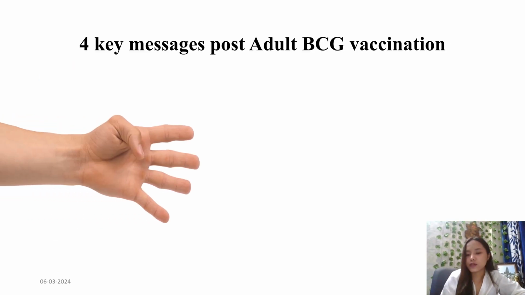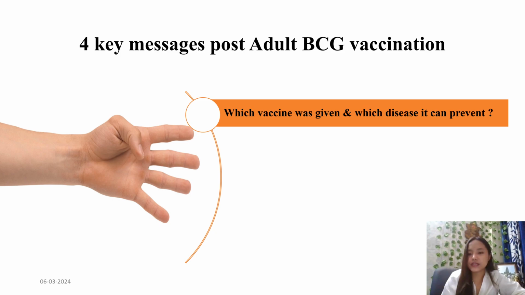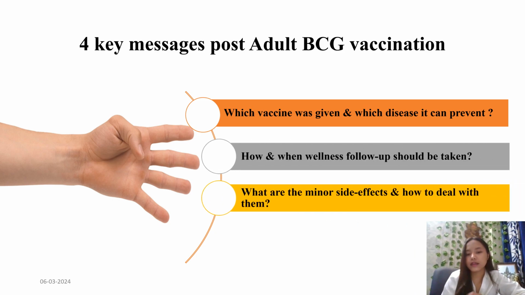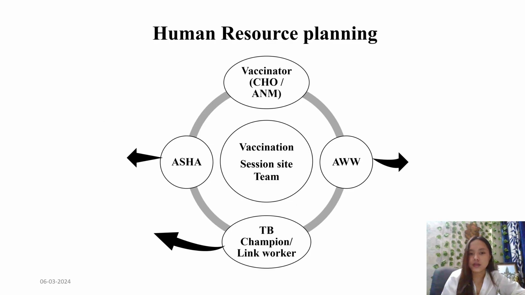Now, it will be the responsibility of the vaccinator at the session site to provide the beneficiary with 4 key messages post-vaccination. First, which vaccine was given and which disease it can prevent. Second, how and when wellness follow-up should be taken. Third, what are the minor side effects and how to deal with them. And fourth, where and whom to approach if any serious side effects are observed.